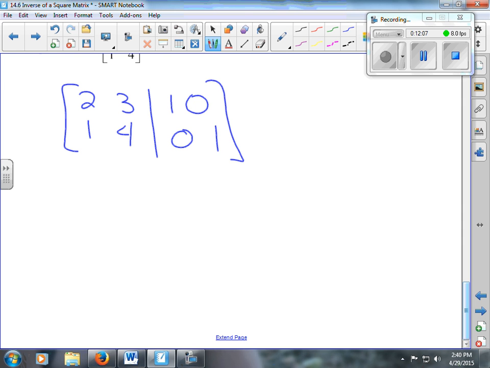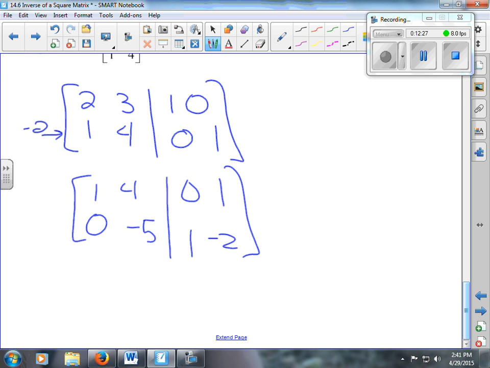All right, so let's just switch these. 1, 4, 0, 1. And now let's do negative 2 times this row, add it to this row, and that's my new bottom row. So that'd be negative 8 plus 3 is negative 5. 0 plus 1 is 1, and then negative 2. Did I do that right?